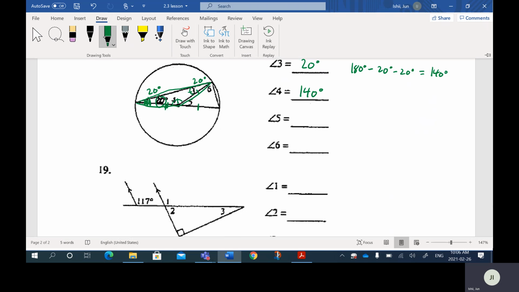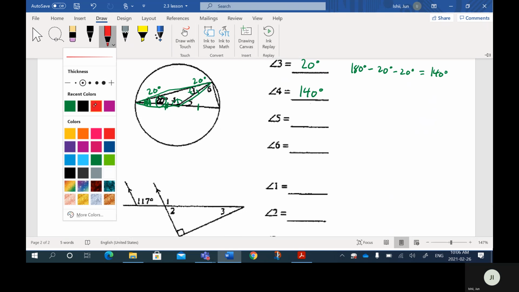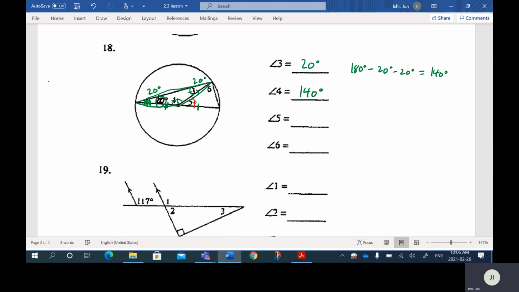All right, next up, let me grab a different color here. This angle over here, angle 5. To find angle 5, I'm going to use the fact that angles on a line add to 180. That's going back to the basic properties there. So angle 5 here is going to be 180 minus angle 4, which is 140. We have 40 degrees left over, so this angle here is 40 degrees.